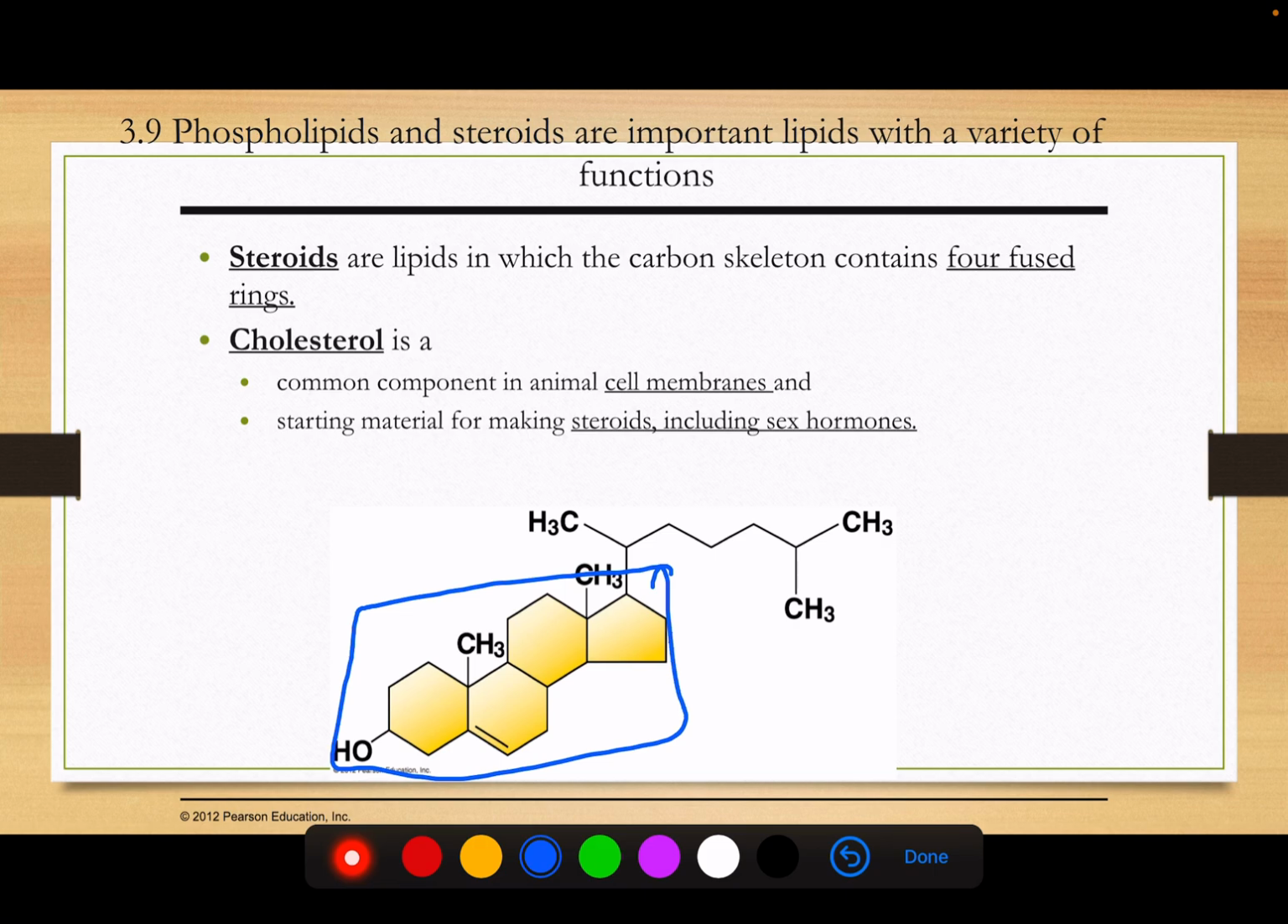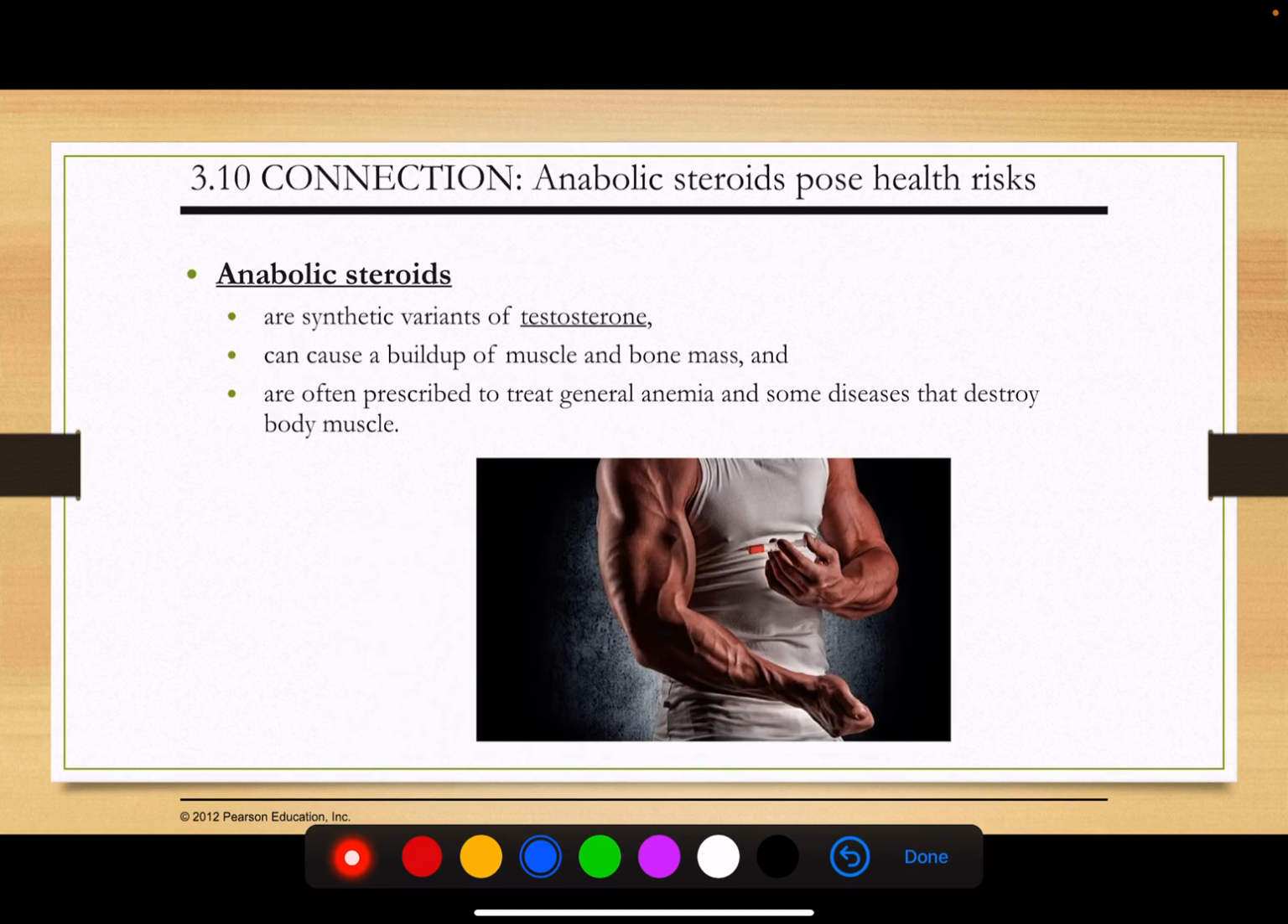So when we look at these hormones, we already looked at testosterone and estrogen, so we saw that with our lions. We saw that backbone. We can see some of our functional groups that we talked about, our hydroxyl, our methyl group. You also hear a lot about these anabolic steroids. And again, anabolic means to build. And what we're doing is using synthetic variants of testosterone to build up muscle and bone mass.